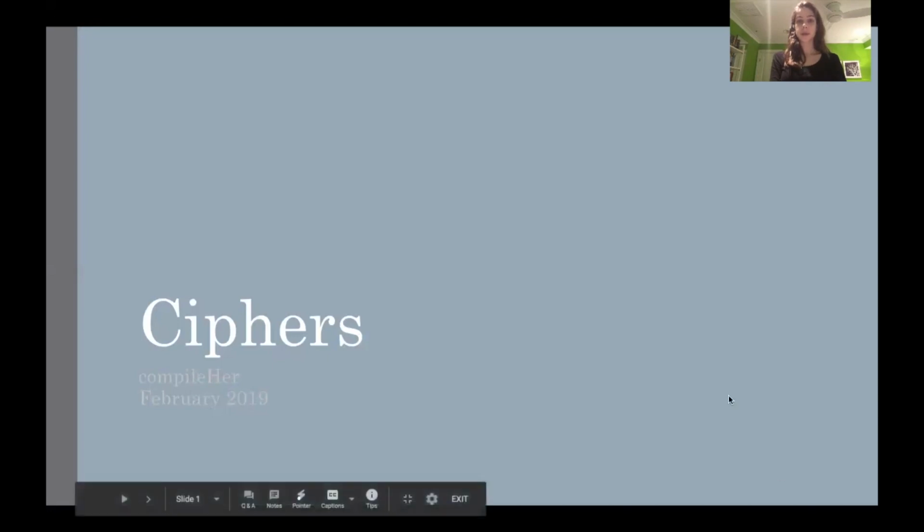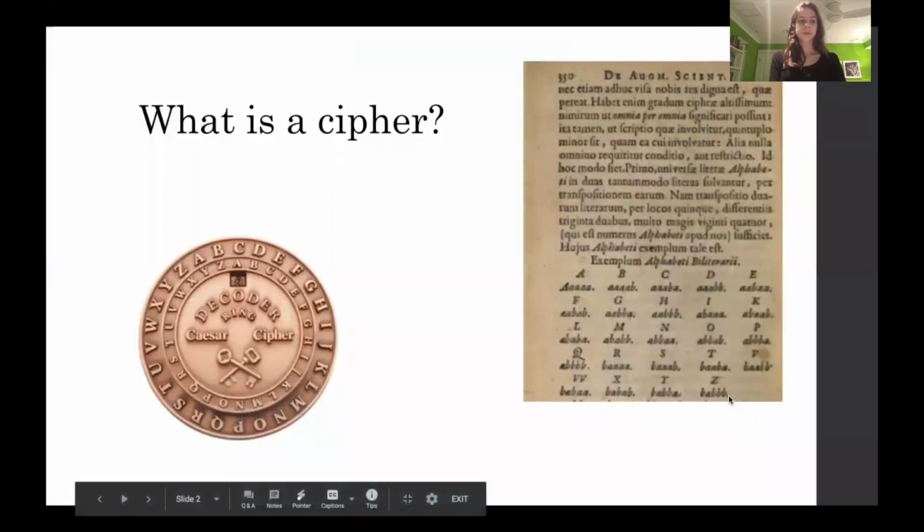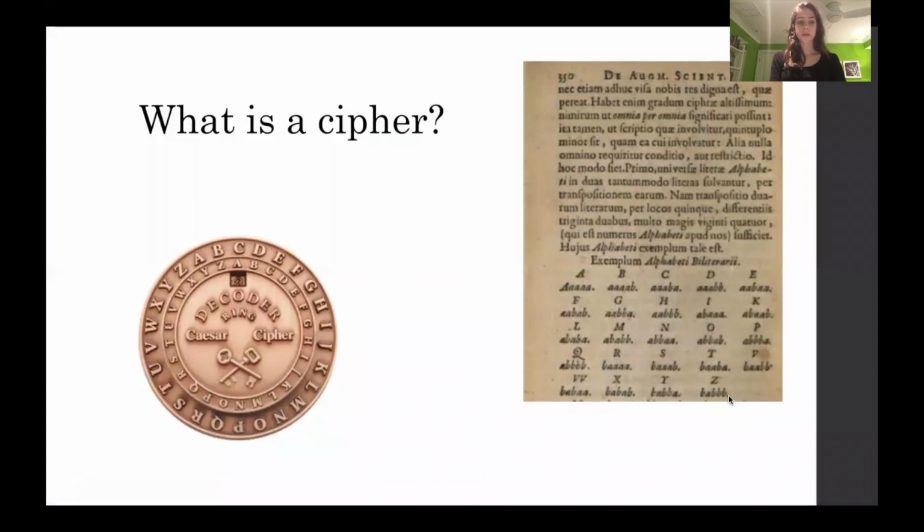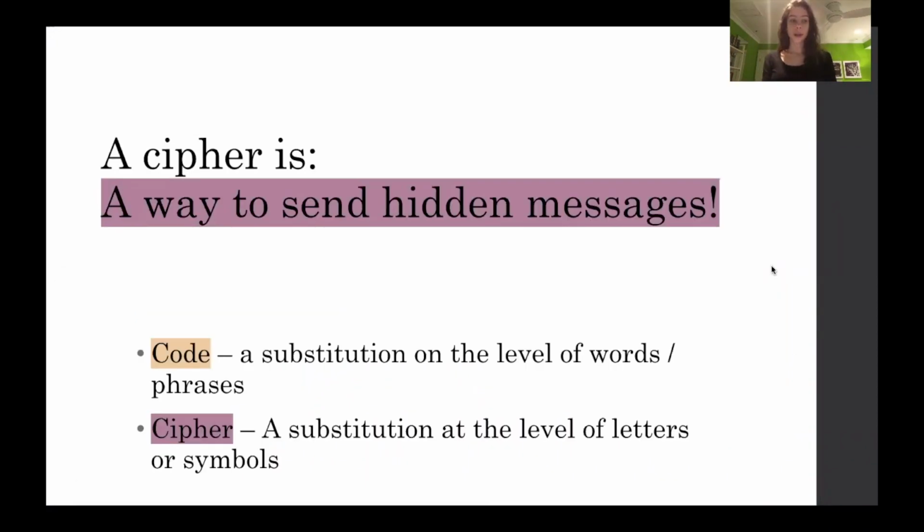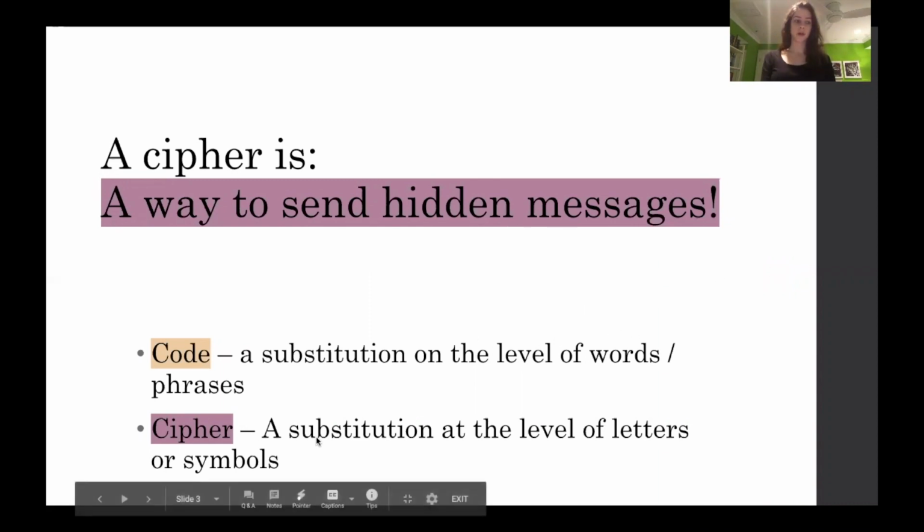In this lesson, we'll talk about ciphers. Some key terms to remember: when we encrypt information we get a cipher, and when we decrypt a cipher we get the protected information. In general, there are two methods for encrypting your information: ciphers and codes. A code is a substitution on the level of words and phrases, whereas a cipher is a substitution at the level of letters or symbols. Code takes big blocks of information and represents them with one symbol or picture. In contrast, ciphers are more detailed and represent smaller blocks of information, like the letters in a word.